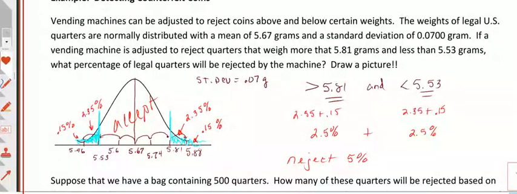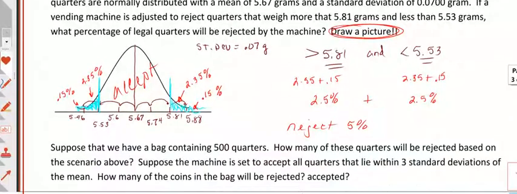So important, and I can't emphasize it enough, to draw a picture. Always, always, always draw a picture. All right, let's see what the second part of this problem states. Okay, so you're sitting there, you've got a bag of 500 quarters, and you're going to start feeding those into the machine. How many of those quarters will be rejected based on the result we found above?